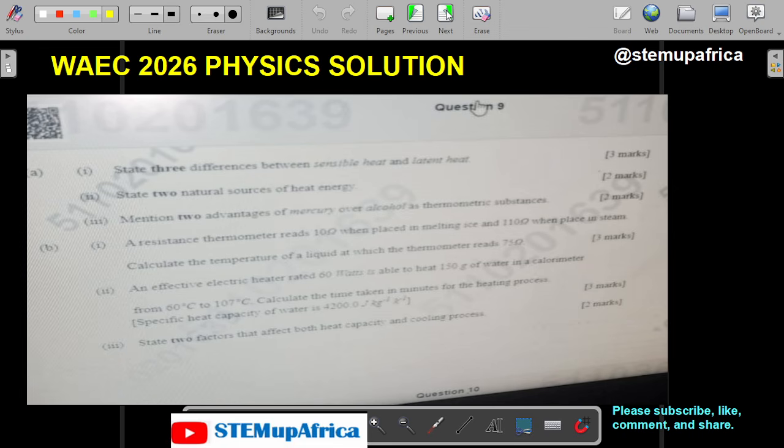Okay, this is question 9. It says state the 3 differences between sensible heat and latent heat. Sensible heat is also known as specific heat capacity, which is the amount of heat under specific capacity, while latent heat is heat hidden or absorbed without a change in temperature. So you can differentiate them.